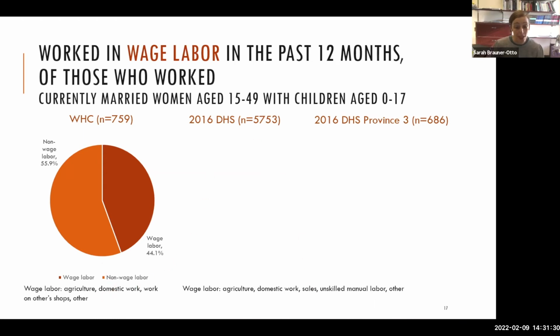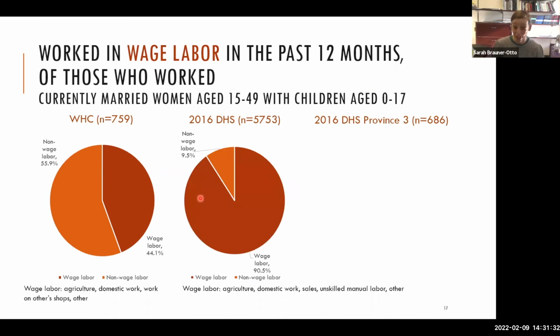And how does this compare to the DHS? Very differently. The full DHS reports that 90% of women had worked in wage labor, though they don't call it wage labor. So what I've done is pull together their work categories for agriculture, domestic work, sales, unskilled manual labor, and other, which I felt was the most comparable to what we call wage labor, which is listed here.